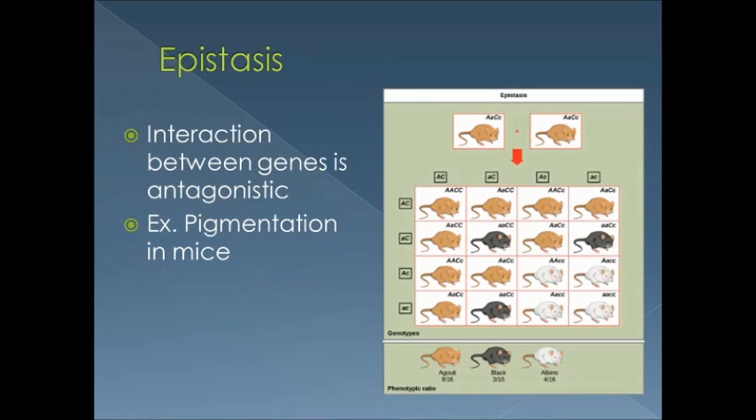Epistasis is another similar concept. So epistasis states that the interaction between genes is antagonistic because one gene masks or interferes with the expression of another, being dominant or recessive. And we can see this with pigmentation in mice.